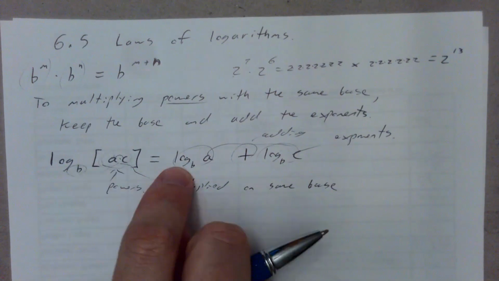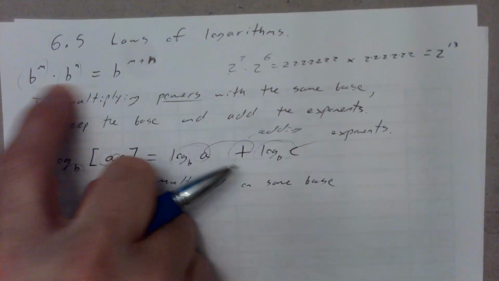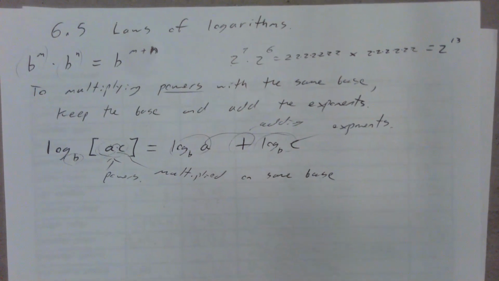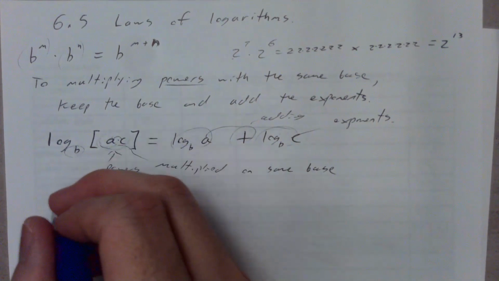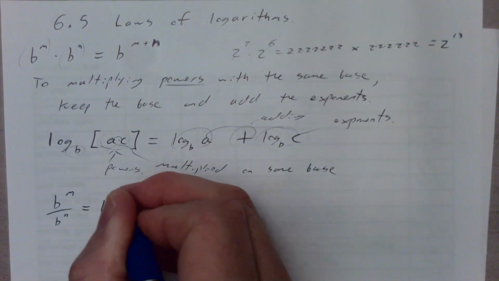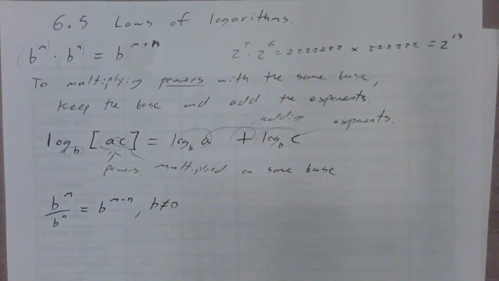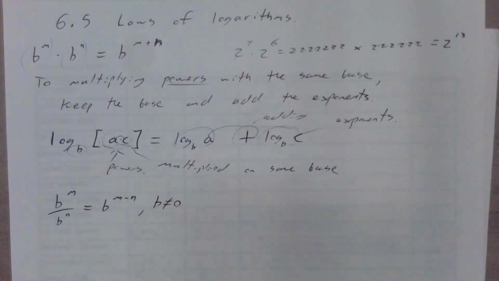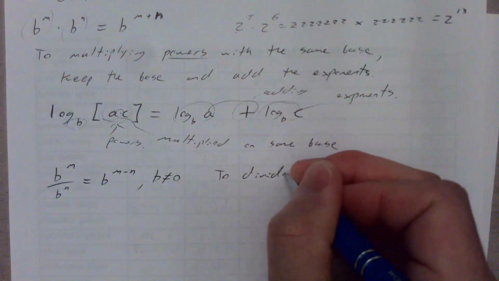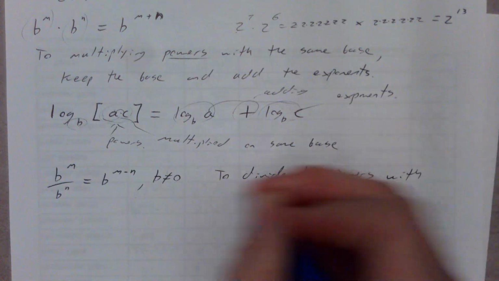So while the rule looks different, it is the exact same thing as your grade 9 power law. This is written in exponential form. This is written in logarithmic form. Okay. Same thing here. Let's try this a little faster. b to the exponent m divided by b to the exponent n is b to the exponent m minus n. Normally we would need to say my base can't equal 0. We don't need to worry about that with logarithms because we'll only be looking at bases that are greater than 0. This says to divide two powers with the same base.